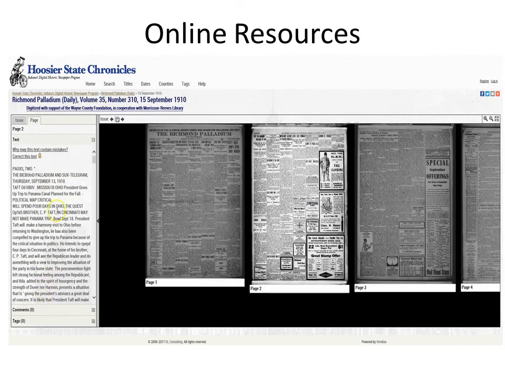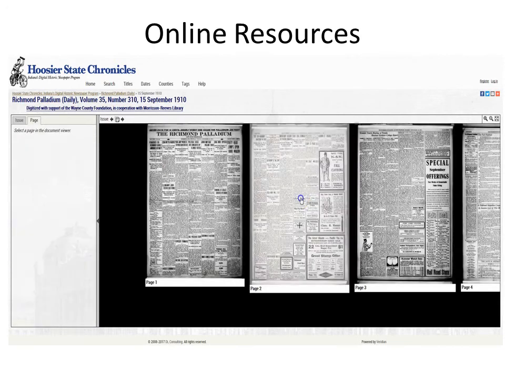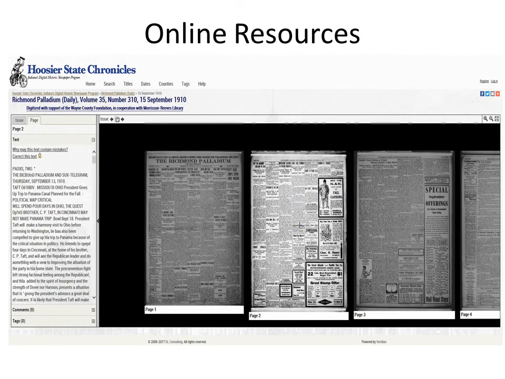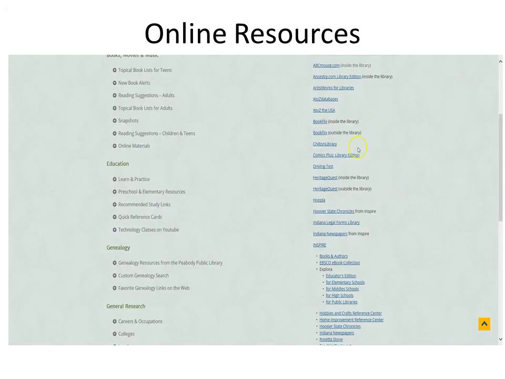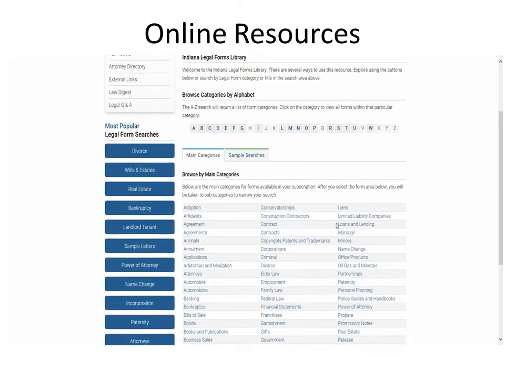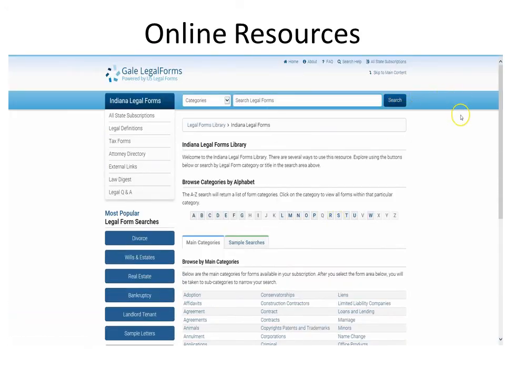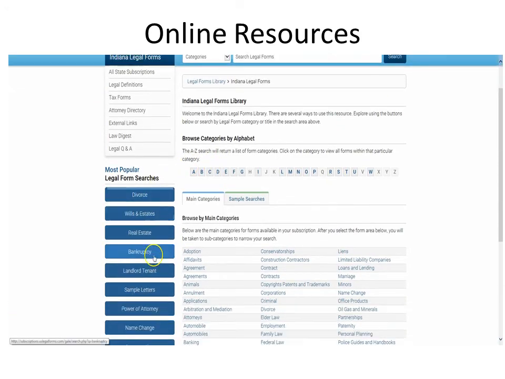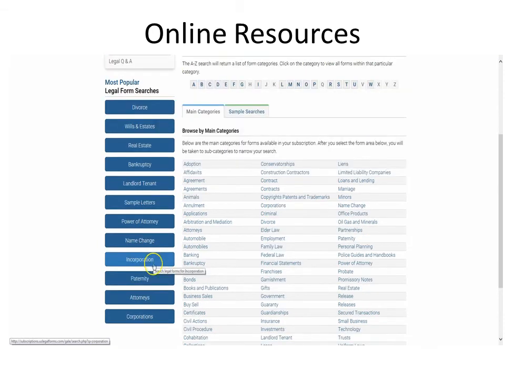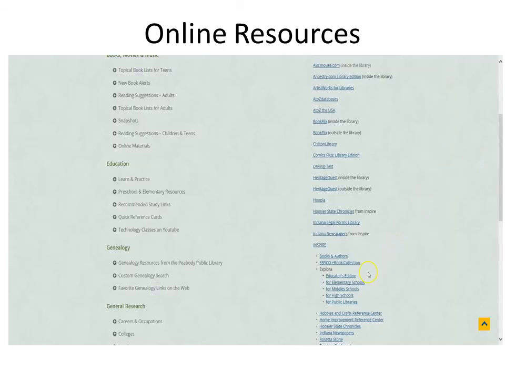And then you'd be able to see what it's all about over here. I was kind of hoping it would pop it up, but it didn't. All right, and then you've got Indiana legal forms, and I know we've talked about that before. So if you need to file bankruptcy, something about custody, will and estate, power of attorney, things along those lines, then you'd be able to get in here, and that's brought to you from Gale.